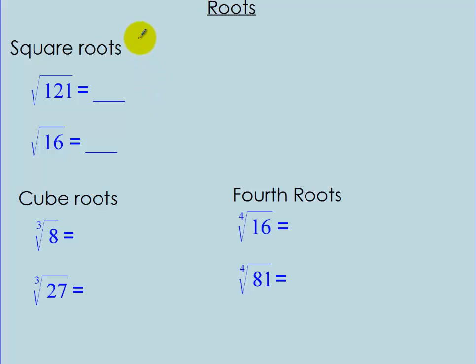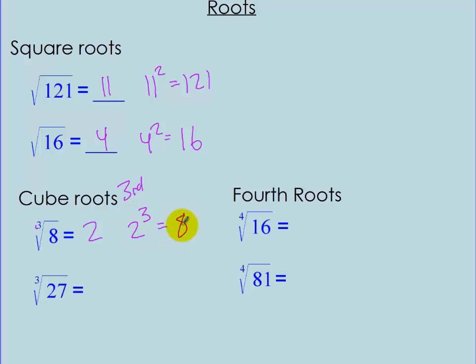So let's do some examples of roots. You know how to do square roots. The square root of 121 is going to be 11 because 11 squared equals 121. And the square root of 16 is 4 because 4 squared equals 16. Cube roots have the same idea. The cube root, also called the third root, of 8 is going to be 2 because 2 to the third power, or 2 cubed, equals 8. That's 2 times 2 times 2. The cube root of 27 is going to be 3, because 3 to the third power, 3 times 3 times 3, equals 27.